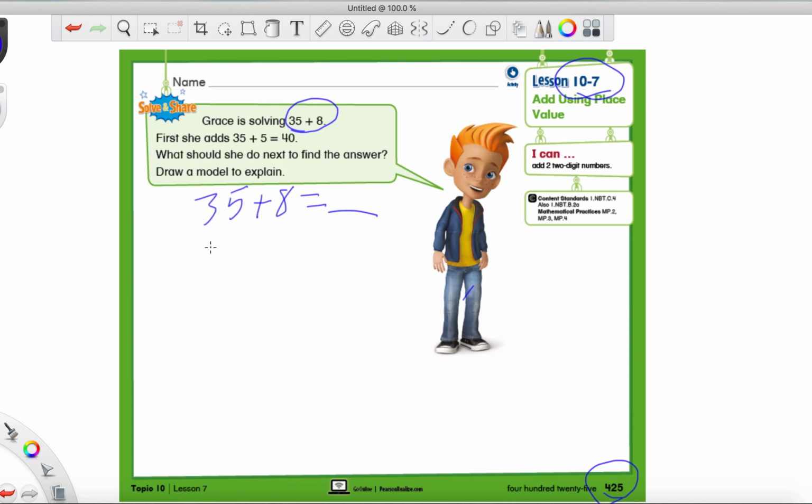So what we would do is draw a model for each number. So for 35 we have 3 tens. We draw 3 10 sticks. Then we have 5 ones, so we make 5 ones circles. For the 8, we just draw 8 one circles because it has nothing in the tens place. It's not a tens number, it's all by itself. So it's a ones number. So we're going to draw 8.